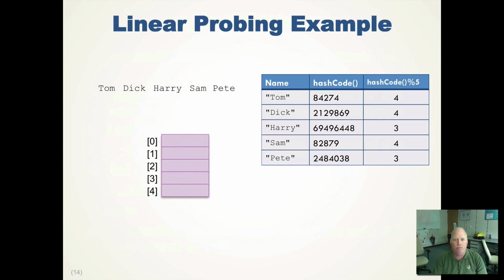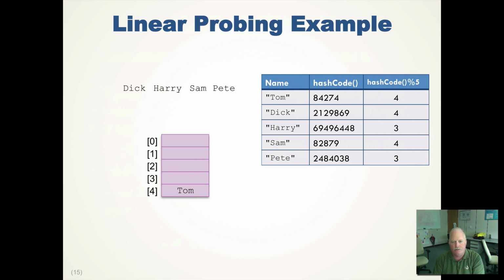So let's do an example of linear probing. We want to put Tom, Dick, Harry, Sam, and Pete into our table. We want to put 5 things into our table, which is size 5, so we're going to have lots of collisions by the end. Not a very efficient way of doing things, but we'll do it. So we take Tom, its hash code is 84,274, mod by 5, and the result is 4. So we want to put Tom at position 4. There's nothing there, we stick it in.